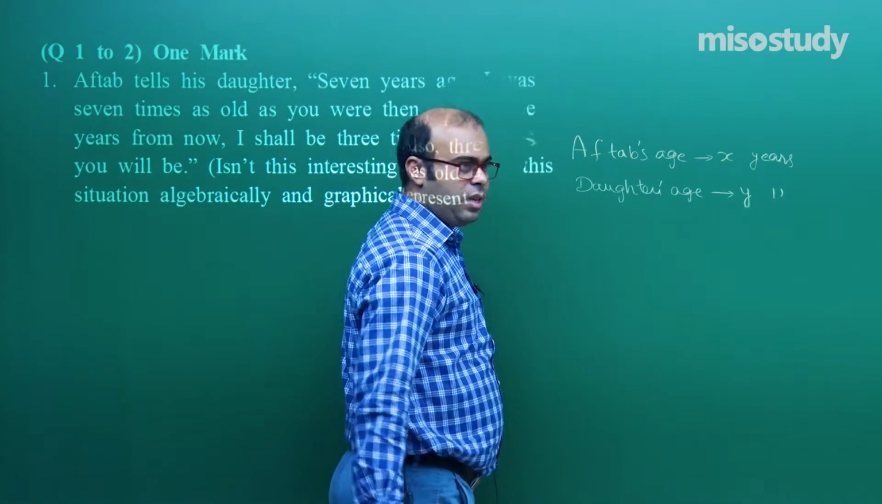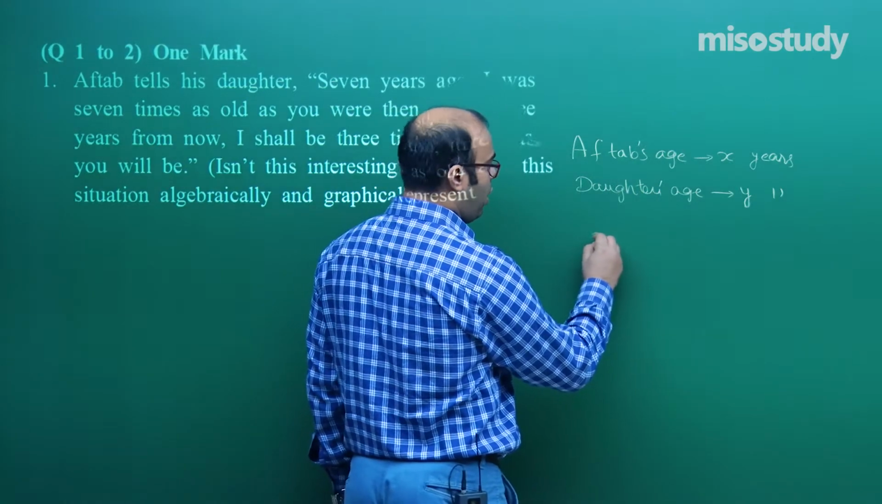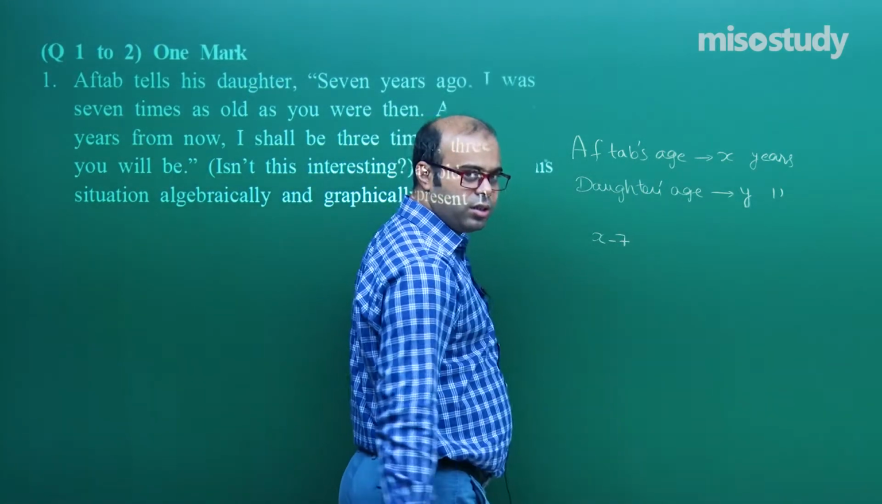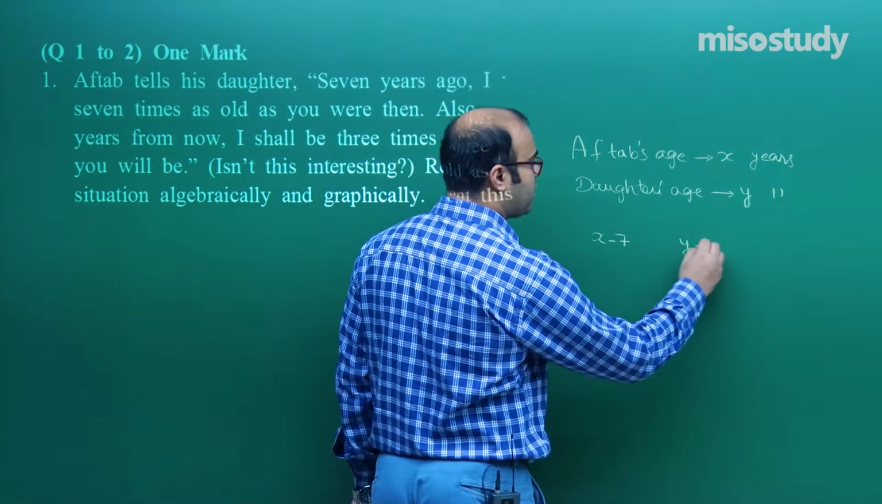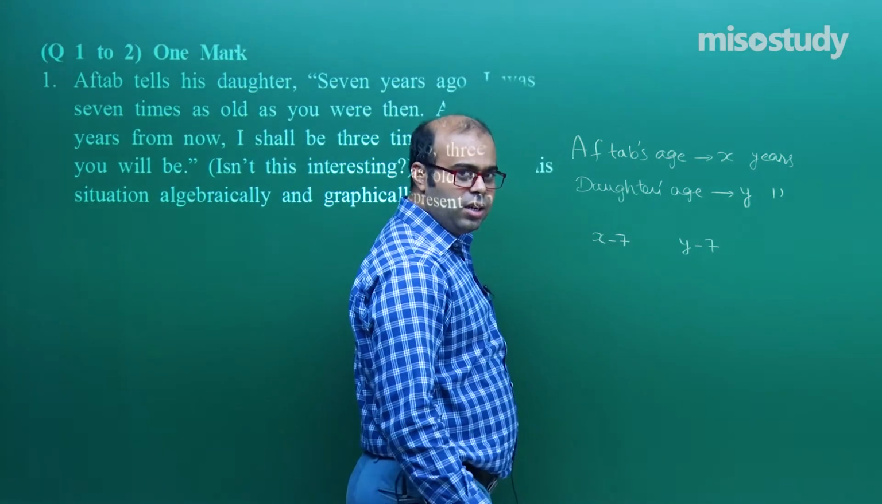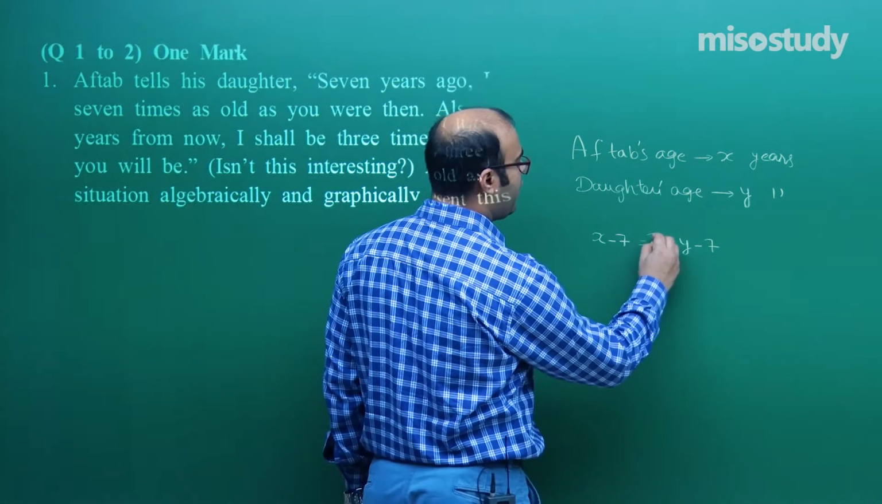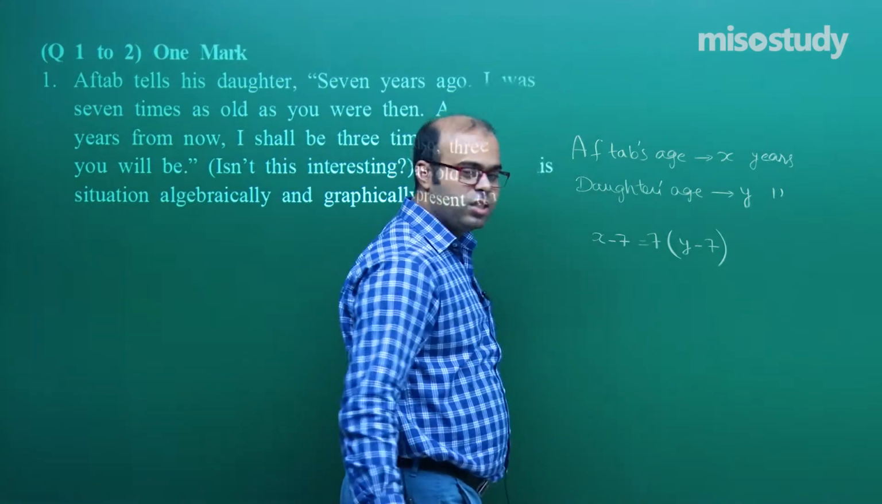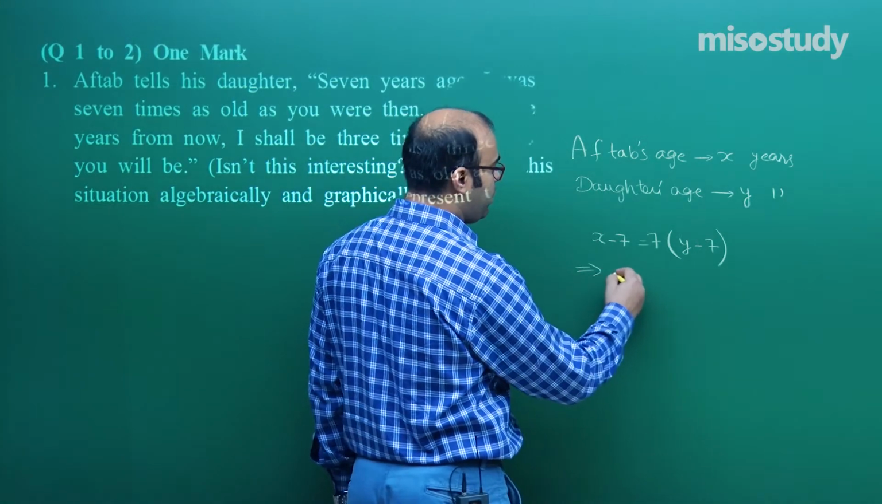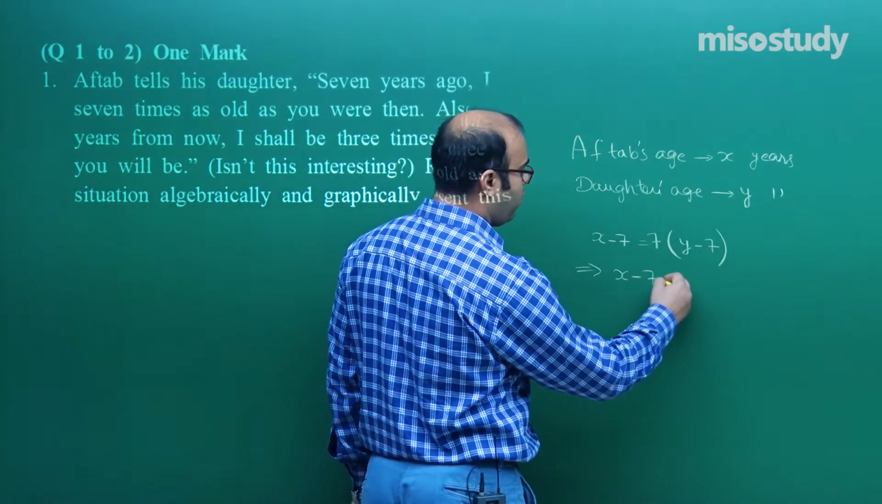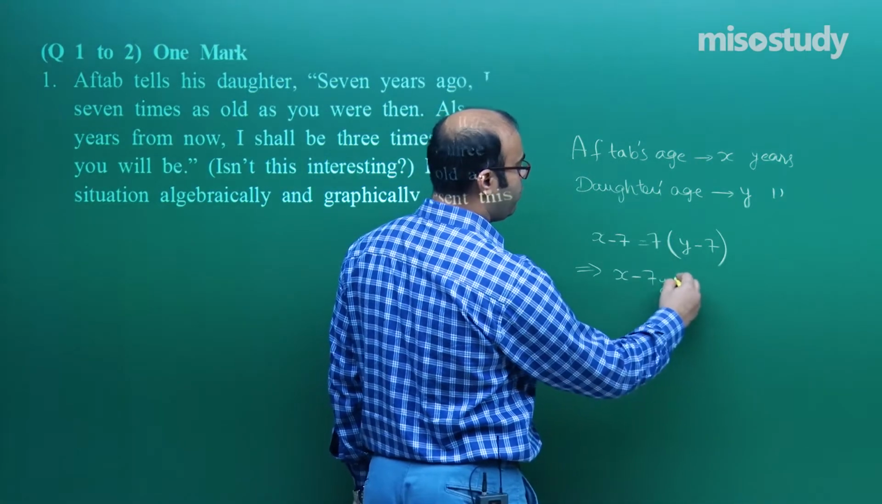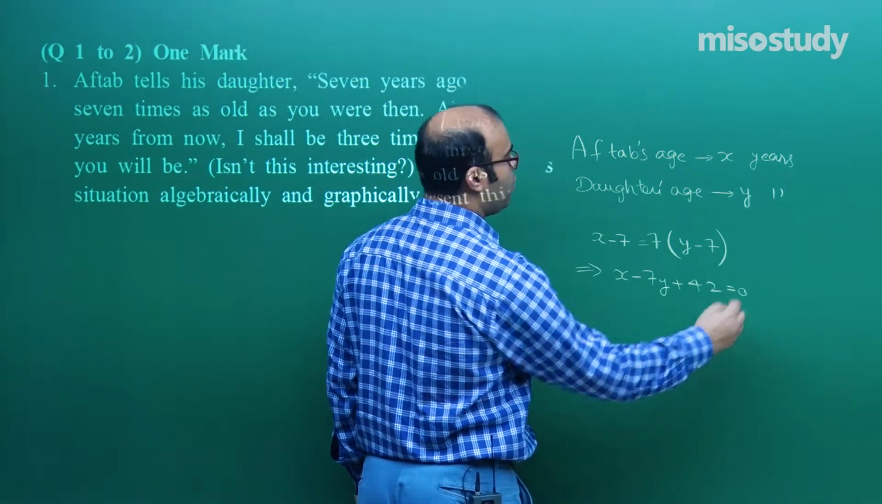7 years ago Aftab was x minus 7 years and the daughter was y minus 7 years, and 7 years ago Aftab was 7 times his daughter. So this is the first equation, which when simplified will give you x minus 7y plus 42 is equal to 0.